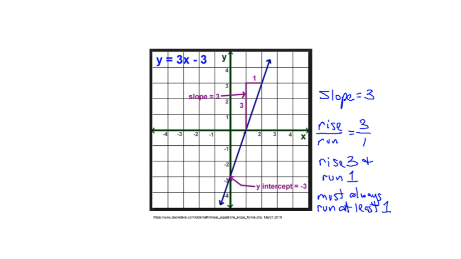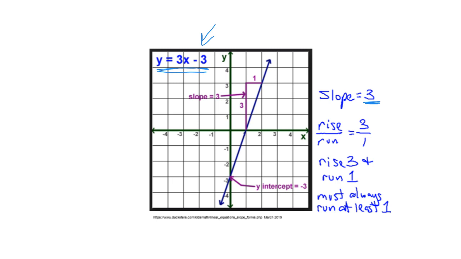Okay, so with this one, we have y equals 3x minus 3. So my slope is 3. That's the number sitting in front of x. And therefore, my rise over my run would be 3 over 1. Like I said, you have to have a number on the bottom. You have to have a fraction for slope. Now, my y-intercept is negative 3 because that is the number. Let me change color. That's the number at the end, the constant at the end.